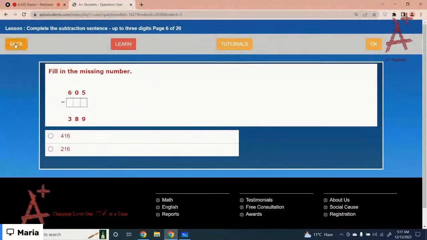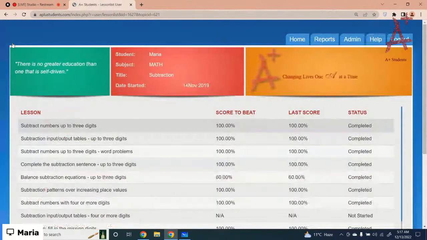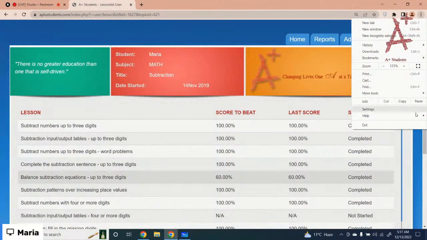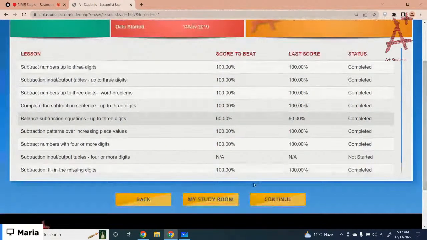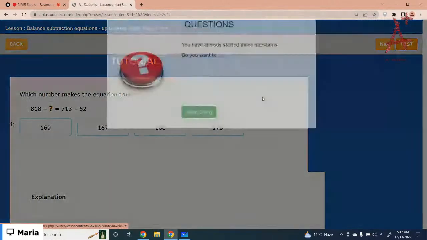Okay, so let's just start with the next lesson. Now you have to balance the equations. Here it is, balance subtraction equations up to 3 digits. Let's just start with the test.